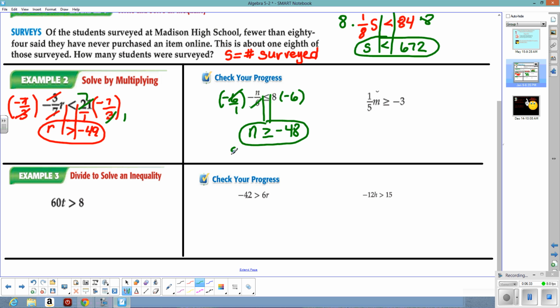Or if you write it in set builder notation, it would look like this. That would be kind of the fancy Nancy way of doing it. Again, if you wanted to check it, you could test a point that is greater than or equal to negative 48 and plug it into there and see if it works out.